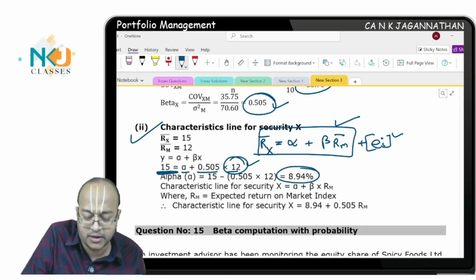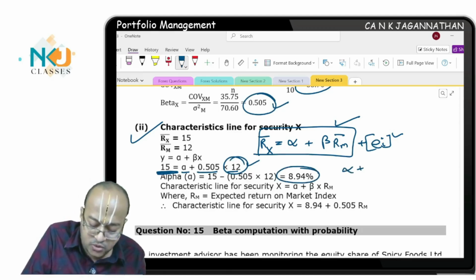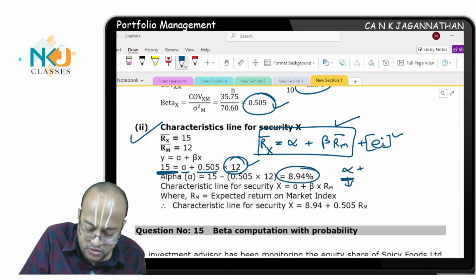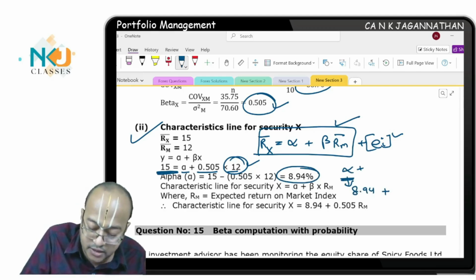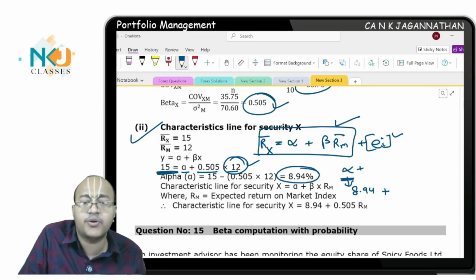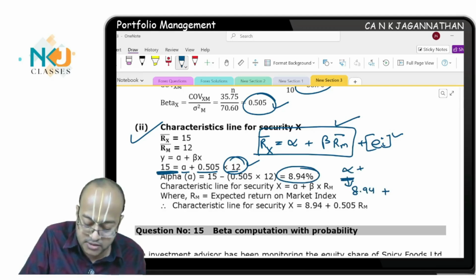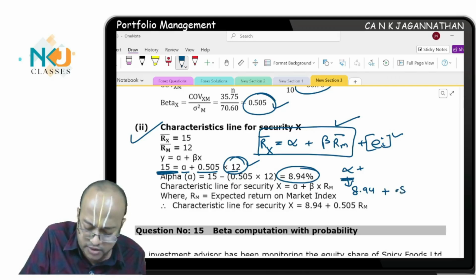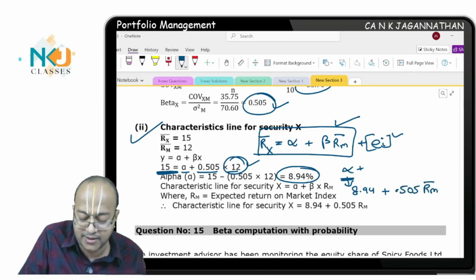For a characteristic market line, simply alpha plus, okay, alpha you will write, this is a constant. Alpha is called constant, 8.94, plus beta times Rm. You will keep Rm as it is, because it is a variable term. Are you understanding? Rm is the variable term. Beta is also constant, which means for a security, beta will be the same here, 0.505 into Rm bar, like this you have to write.